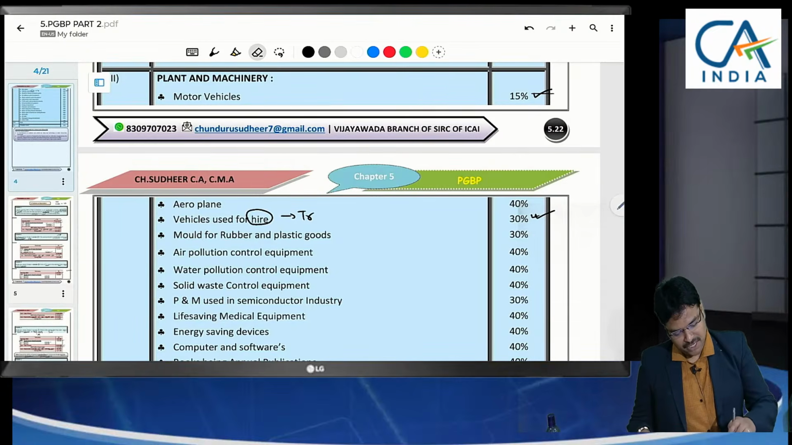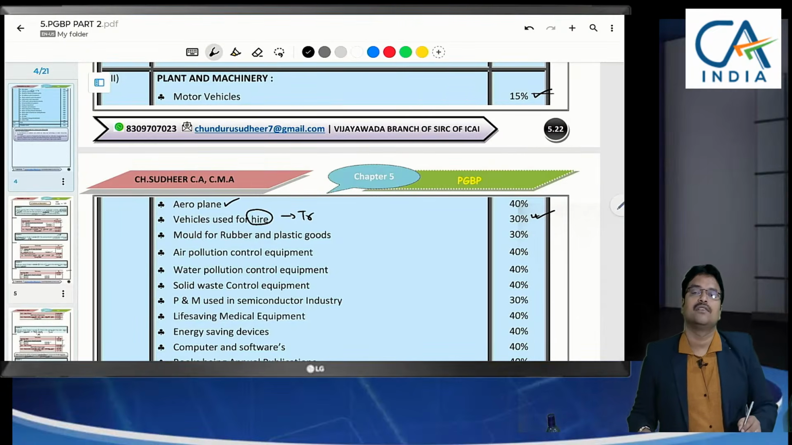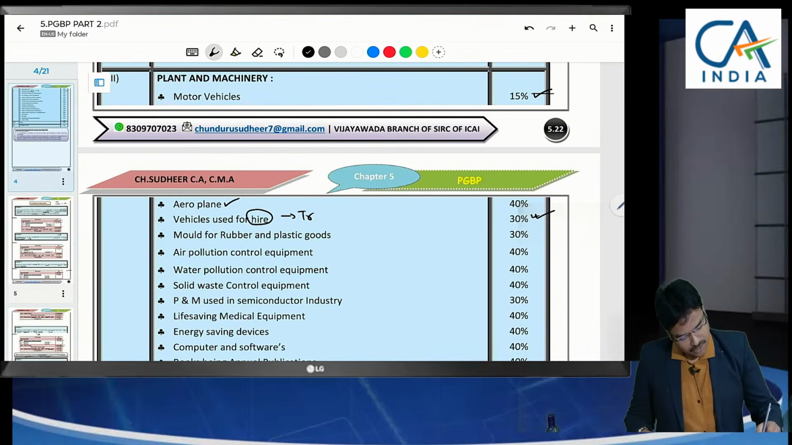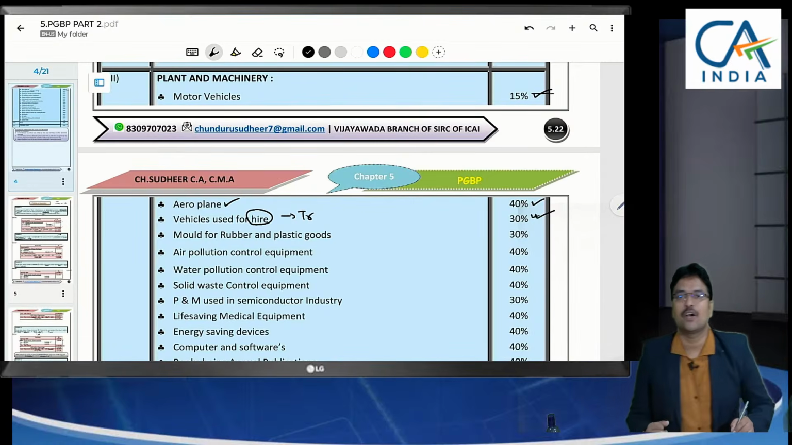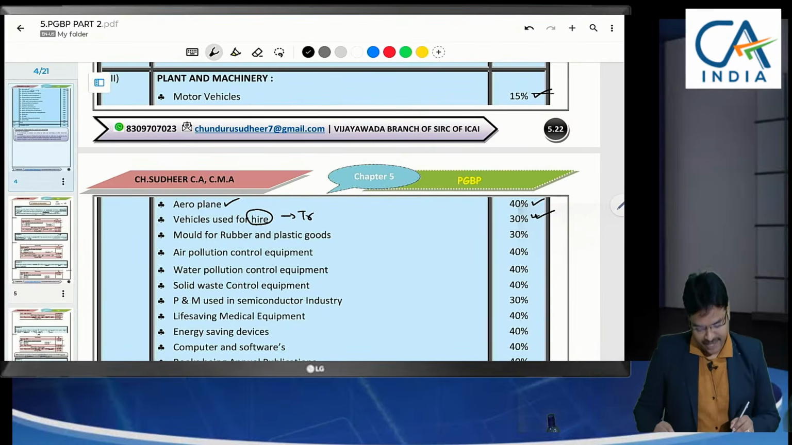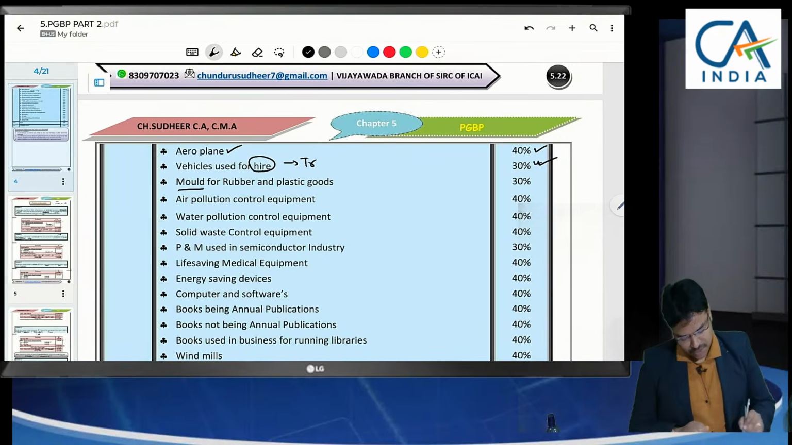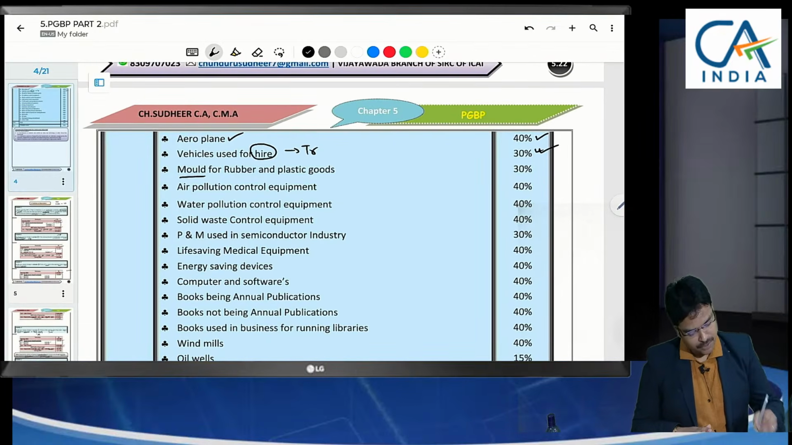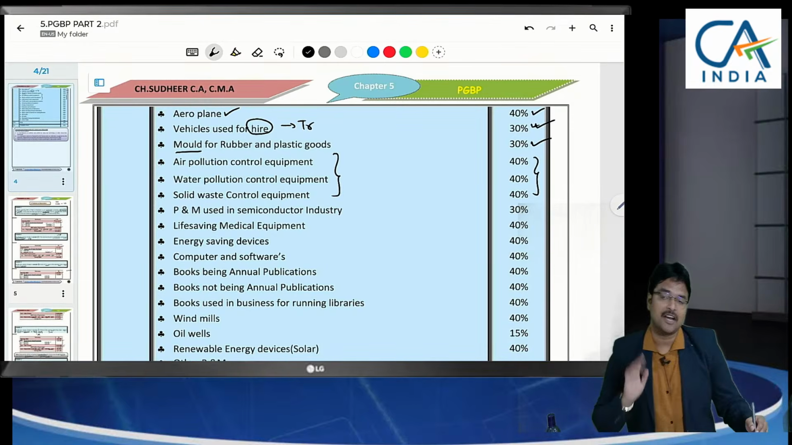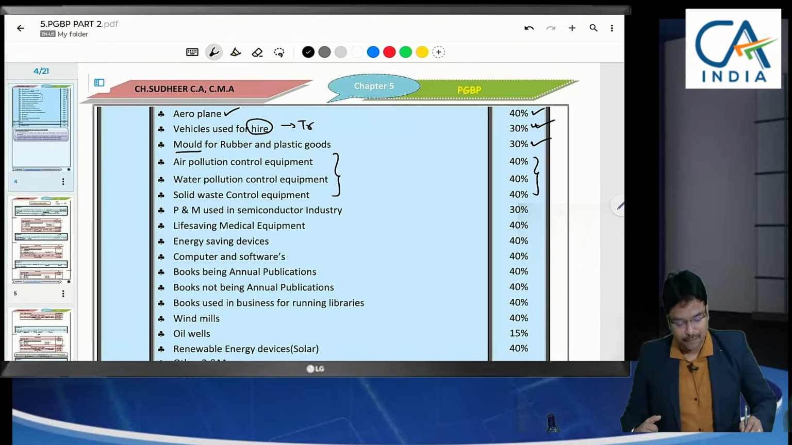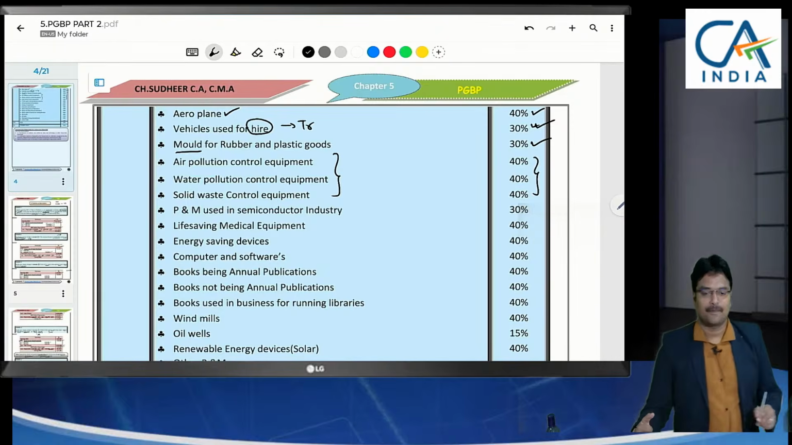Aeroplane purchased for the purpose of business, 40% depreciation can be claimed. So, Air India, Indigo, they can claim on aeroplane how much depreciation? 40% depreciation they can claim. Molds used to manufacture plastic goods or rubber goods, 30% depreciation. Pollution control equipments 40% depreciation. Earlier for all these 100% depreciation was admissible, but from Finance Act 2017 itself they have reduced this to 40% only, maximum 40%.